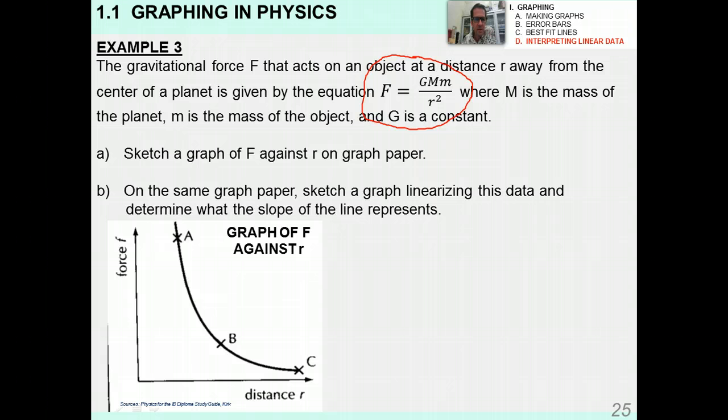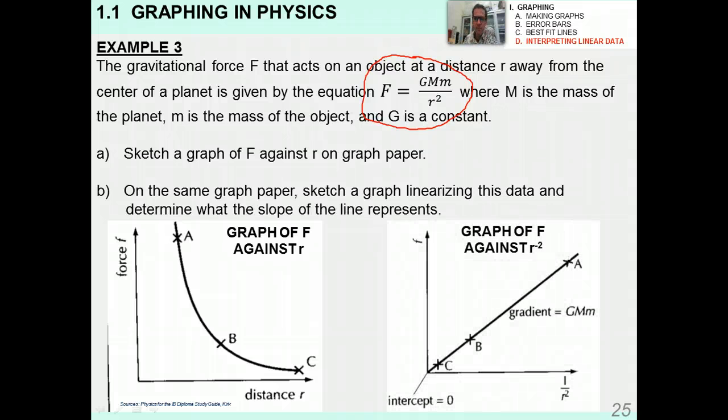In part B, I say on the same graph paper, so this is meant to be done by hand, sketch a graph linearizing this data and determine what the slope of the line represents. As we discussed in class, if you want to linearize this data, you make it of the form y equals mx plus b, where your y variable is very obviously F, your x variable is 1 over r squared, and your slope is given by the quantity G times M. So you have this situation here.